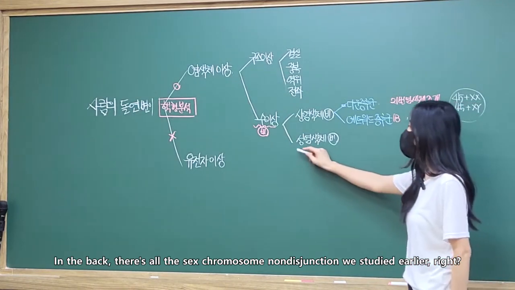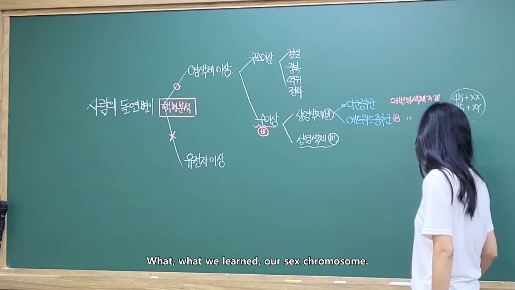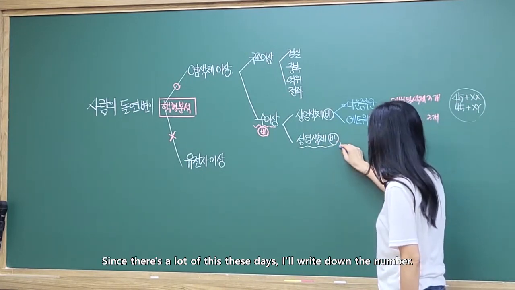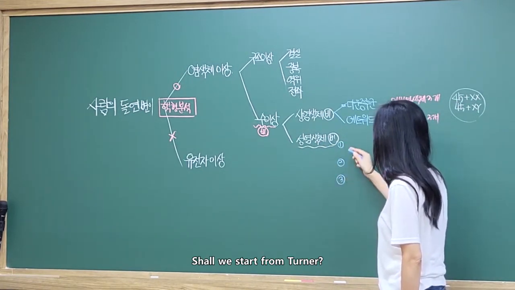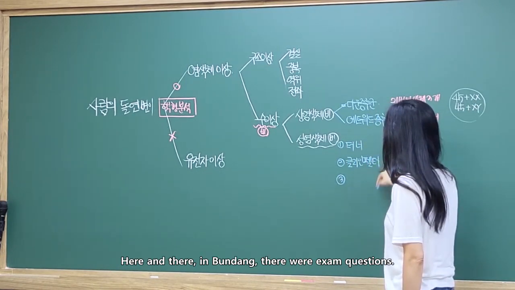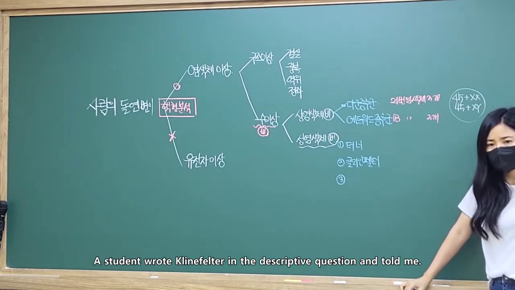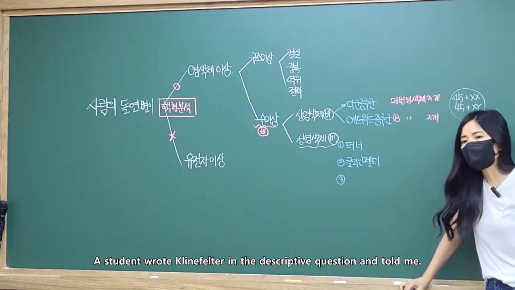In the back, there's all the sex chromosome non-disjunction we studied earlier, right? What we learned? Our sex chromosome. Since there's a lot of this these days, I'll write down the number. Shall we start from Turner? We'll start from Turner, then Klinefelter. Here and there, in Bundang, there were exam questions. A student wrote Klinefelter in the descriptive question and told me.